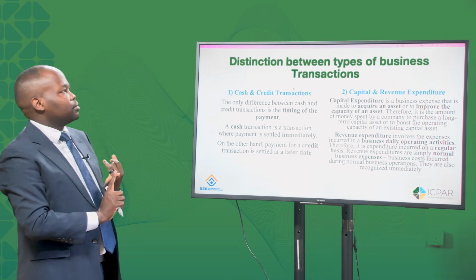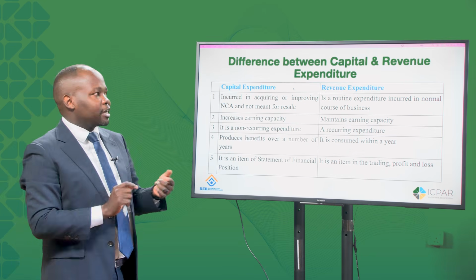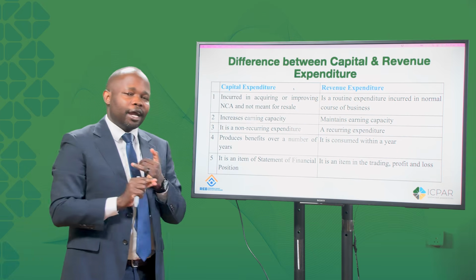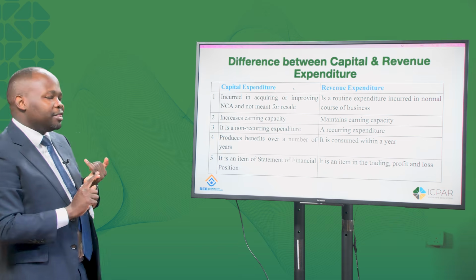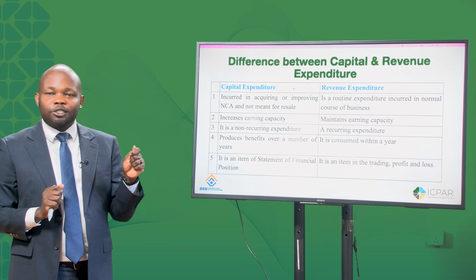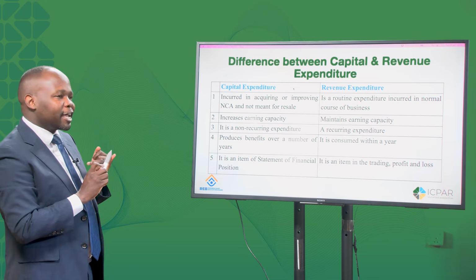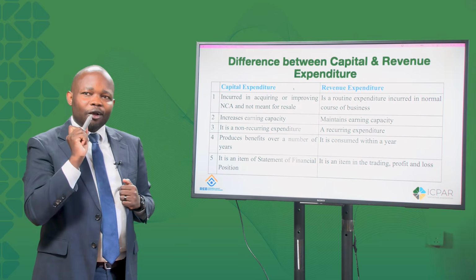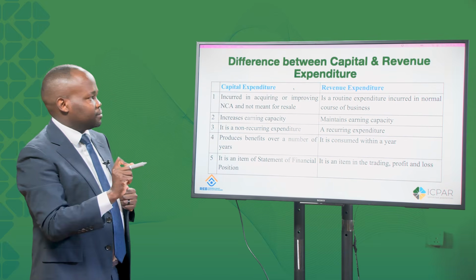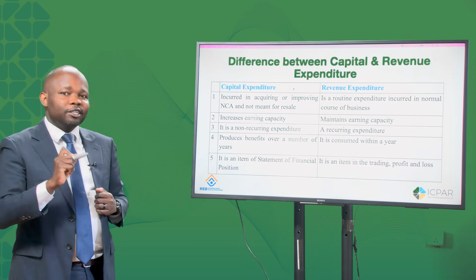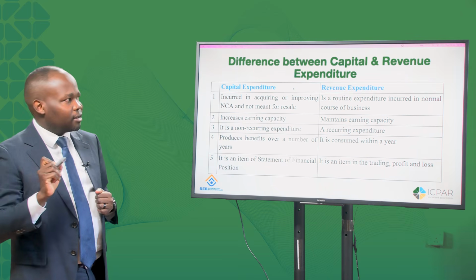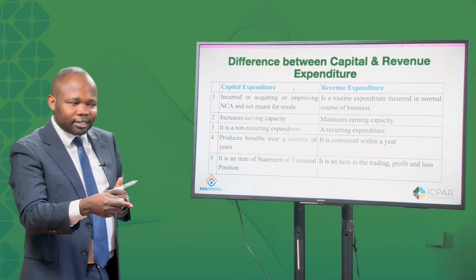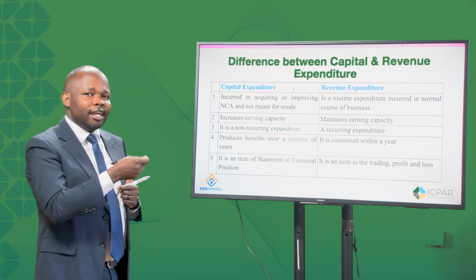In our next item, after looking at cash and credit transactions and capital, we need to look at what is the difference between capital expenditure and revenue expenditure. There are 5 differences we are going to focus on. The first difference, under capital expenditure, the expenditure is incurred to acquire non-current assets. And these assets should not be resold. They are not meant for resale. On the other hand, on revenue expenditure, it is expenditure on a routine basis. Expenditure that we incur on a daily basis.